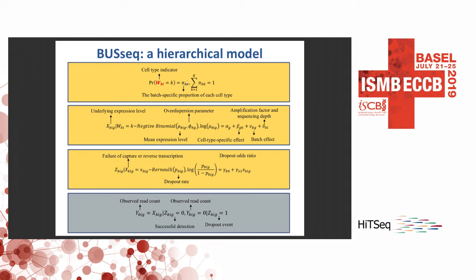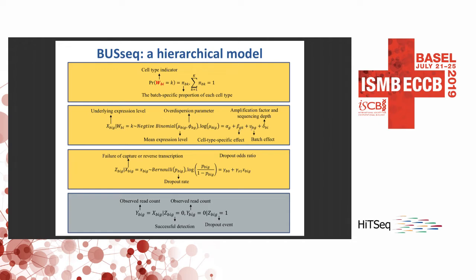And we allow the cell proportion to vary from batch to batch. Then given the cell belongs to the K cell type, we assume its underlying expression level follows a negative binomial distribution with a mean of mu_bg and an over-dispersion parameter of phi_bg. So we model the log of the mean following the ComBat format. It can be decomposed into the contribution from the baseline gene expression level alpha_g plus a cell type specific effect. So it models the differential expression between the K cell type and the baseline cell type.